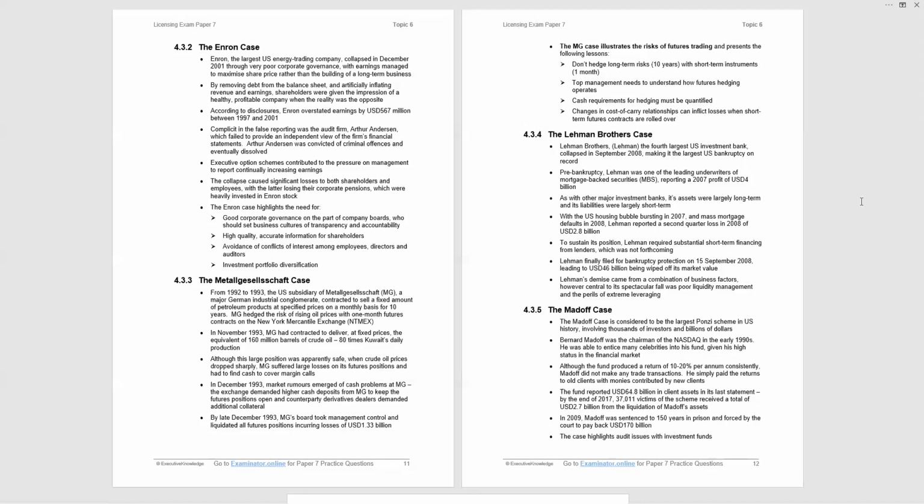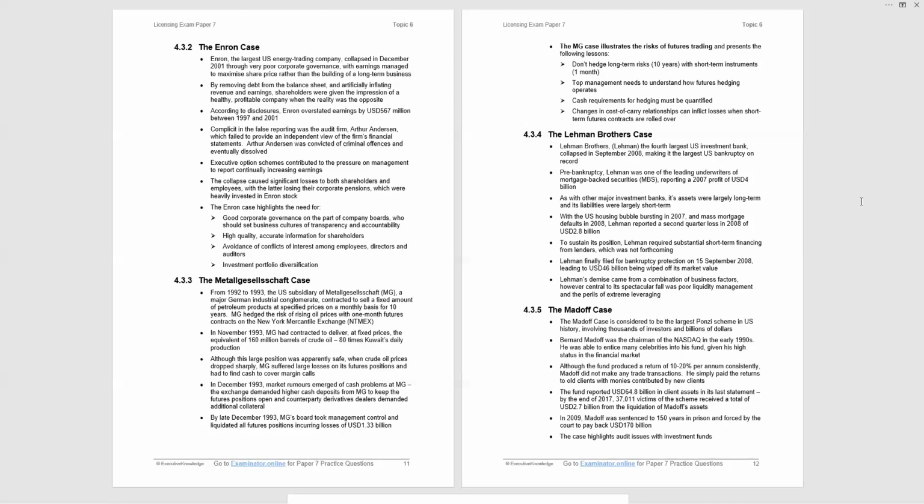4.3.4, Lehman Brothers case, well, that's in 2008, where they had a mismatch between liabilities and assets, and they went bust. Third bullet point, as with other major investment banks, its assets were largely long-term, liabilities largely short-term. So when the US housing bubble burst in 2007, mass mortgage defaults in 2008, Lehman reported a second quarter loss of $2.8 billion. Now, to sustain its position, Lehman required substantial short-term financing, and it was not forthcoming, and that led to bankruptcy. And Lehman's demise came from a combination of business factors. However, as it says, central to its spectacular fall was poor liquidity management and the perils of extreme leveraging. So they had high levels of debt.